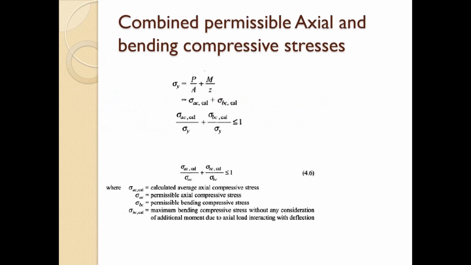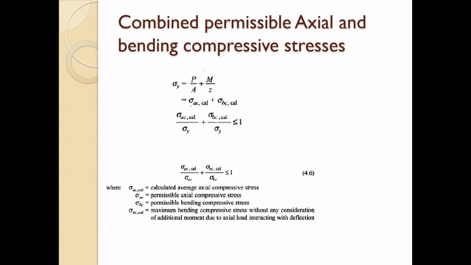So, combined permissible axial and bending compressive stresses. As we know, for the direct stresses, P by A is the stress calculation formula, and for the bending, it is M by Z. Here P is the force and A is the cross-sectional area, as well as M is the bending moment and Z is the modulus of the section. Again, we can convert this M into P into e, because of the eccentricity we will get this bending moment. So these kinds of stresses will act on the column because of eccentric loads also.